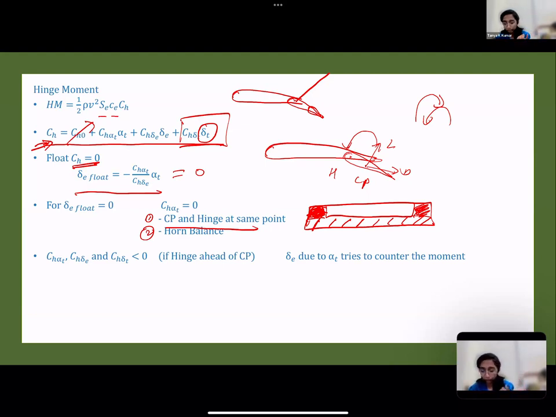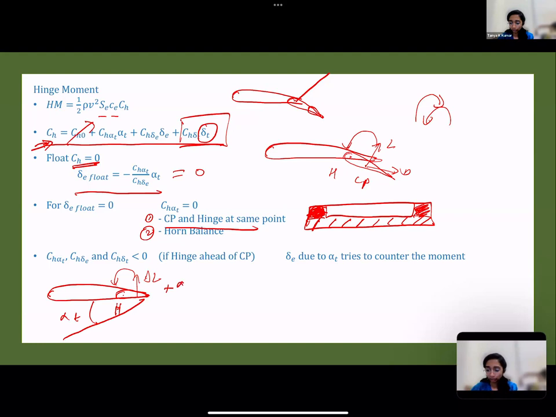Another point to note here is that CH alpha tail, CH delta E, and CH delta T are all less than 0. Why? Now you have, this is your horizontal tail. This is your elevator. That's your hinge point. Now, if you have a change in angle of attack, alpha tail, it increases the forces here. There's a delta L, which produces a nose down, anti-clockwise moment at the hinge. So, positive alpha tail gives you negative hinge moment. Your CH alpha tail is negative.